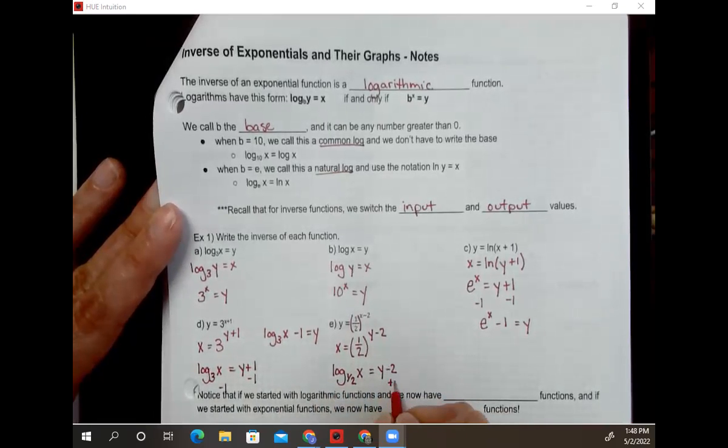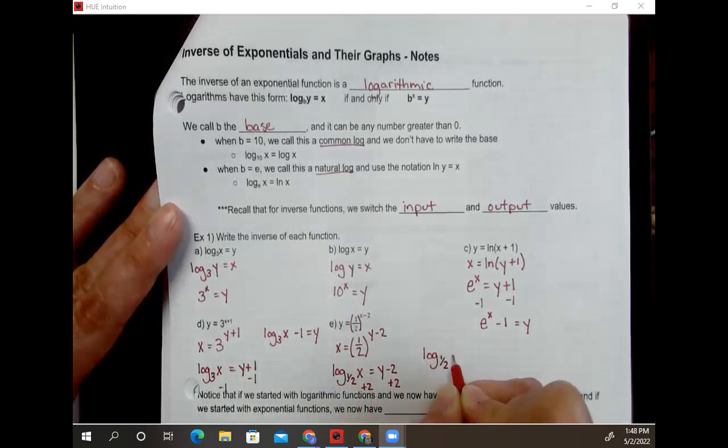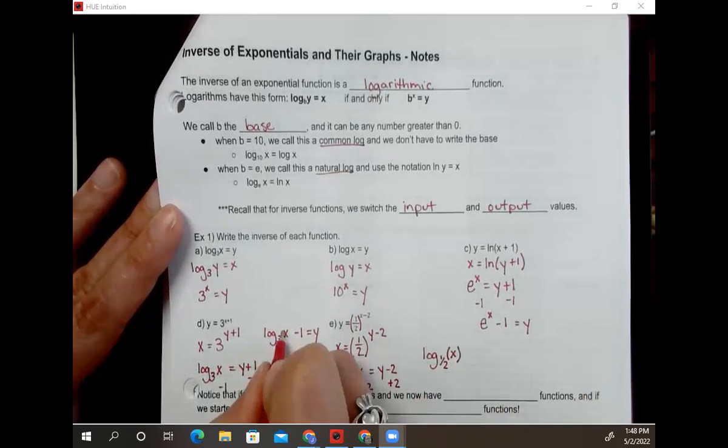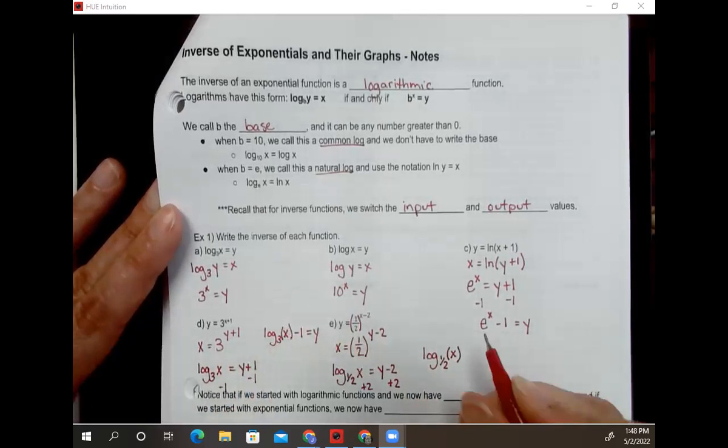And now one more step to get y by itself. And I would get log base 1/2 of x. And if you want, since x is the argument, you can put just x in parentheses. I could do that over here too, just to be super crystal clear. And then plus 2 equals y.